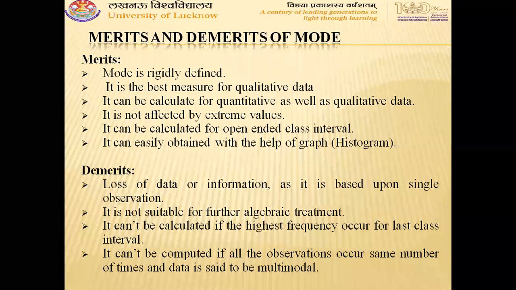The demerits of mode. First demerit is loss of information as it considers only single observation for the calculation. It does not consider other class intervals other than mode class, or it cannot take into consideration the other observations if data is in the raw format. It is not suitable for further mathematical or statistical calculation.